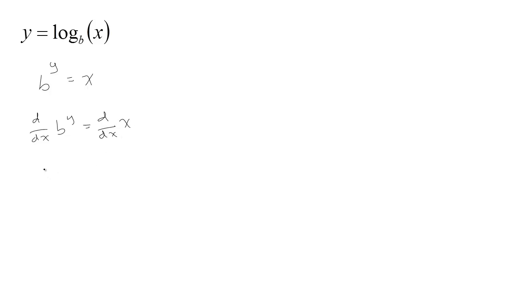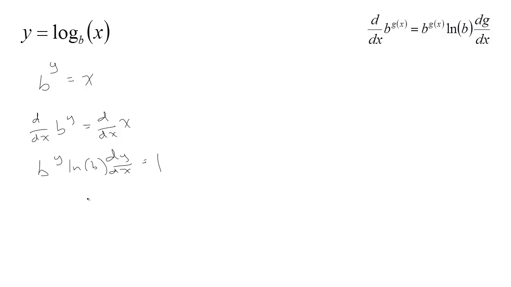Okay, now remember, we just saw that the derivative of b to some function is b to that function times the natural log of b times the derivative of the inside function. So if we look at this, we have y, which depends on x, right? y is the log base b of x, so y is some function of x here. So if we go to take this derivative, we're going to get b to that function times the natural log of b times dy dx. On the right hand side, if you take the derivative of x with respect to x, you just get 1, and this allows us to find dy dx. It's going to be 1 over b to the y times the natural log of b.